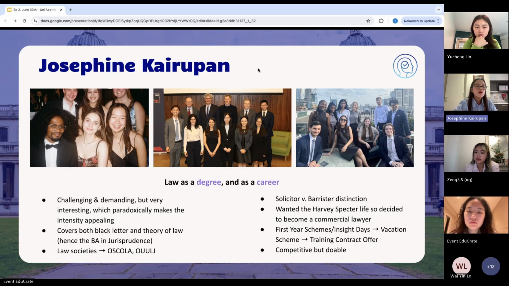My degree is very much theoretical compared to the Cambridge law degree. You can only choose Oxford or Cambridge. I chose Oxford because I was very drawn to this theoretical element. That's why it's called a BA in Jurisprudence.